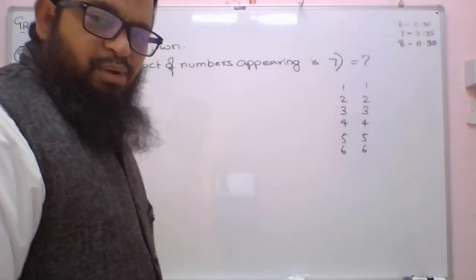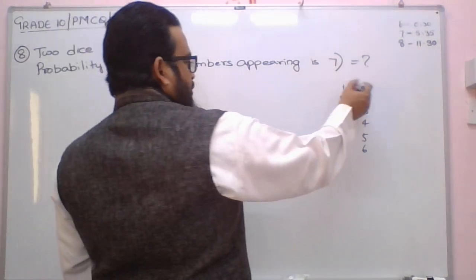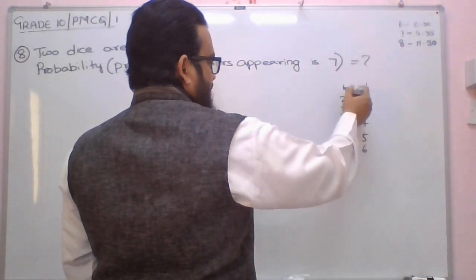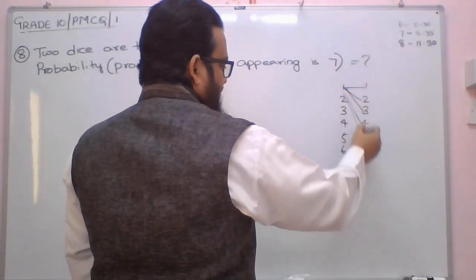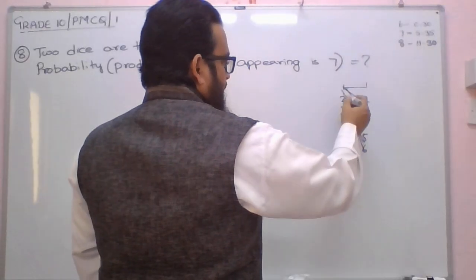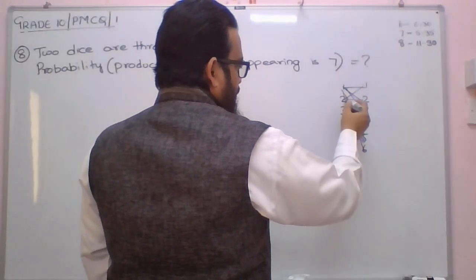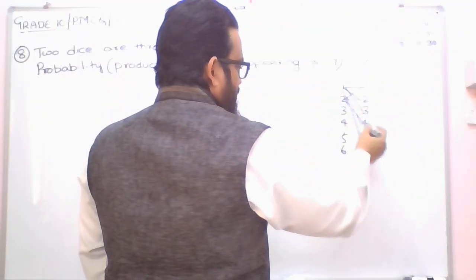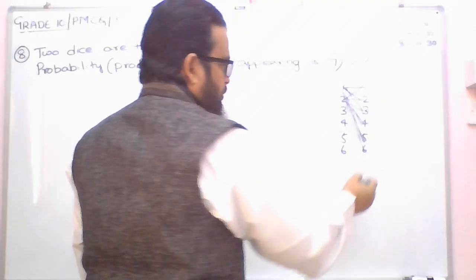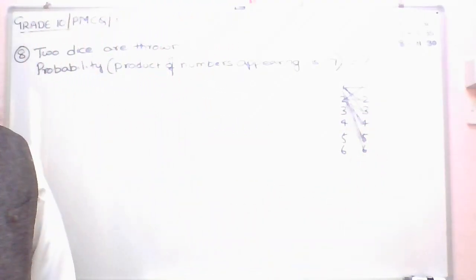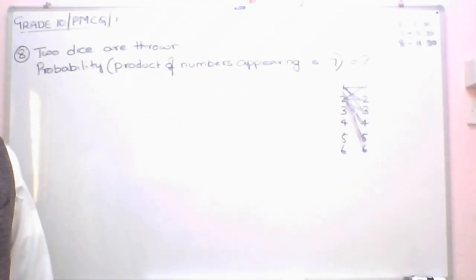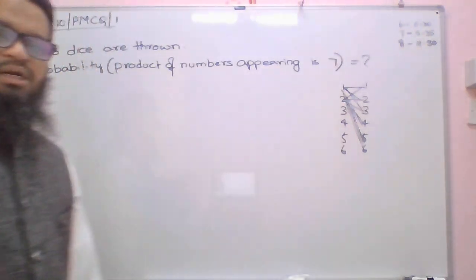Now when I multiply, 1 into 1, 1; 1 twos are 2, 1 threes are 3, 1 fours are 4, 1 fives are 5, 1 sixes are 6. And 2 ones are 2, 2 twos are 4, 2 threes are 6, 2 fours are 8, 2 fives are 10, 2 sixes are 12. So will you get 7 anytime? You will not get the product as 7.